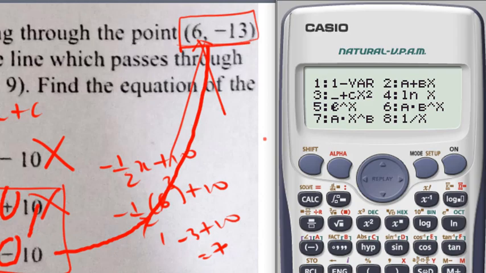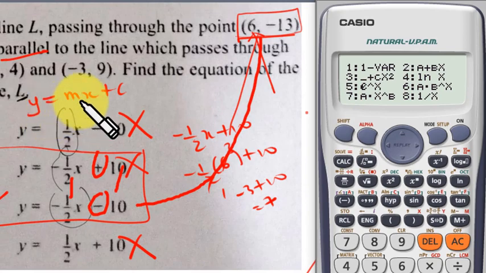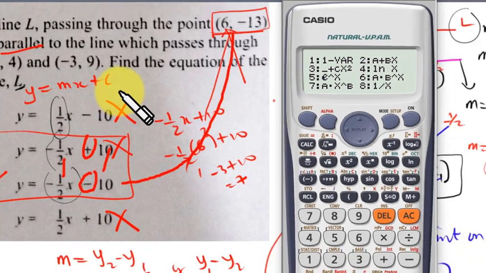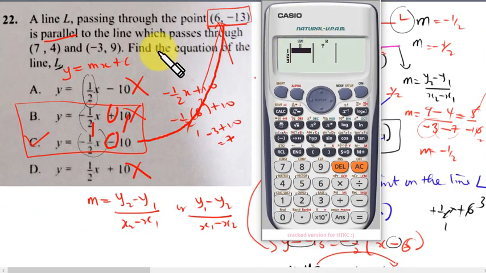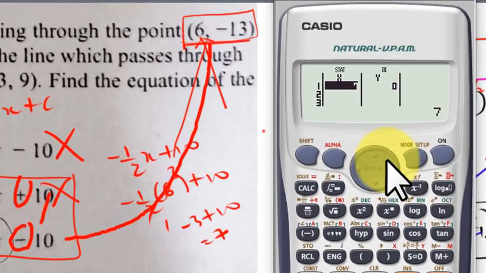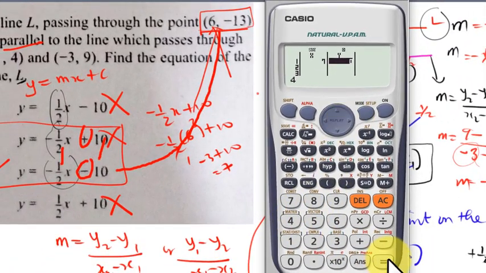Choose 2, a plus bx. That is very similar to y equals mx plus c, where the m is the B and of course the c is the A. So choose 2 here. So you have X and Y. Okay, so what we are going to do here is to put in these values, the X and Y values. So when we take this point 7, 4, the X is 7 and we come up here and the Y is 4. Okay, so we are done with the first point.